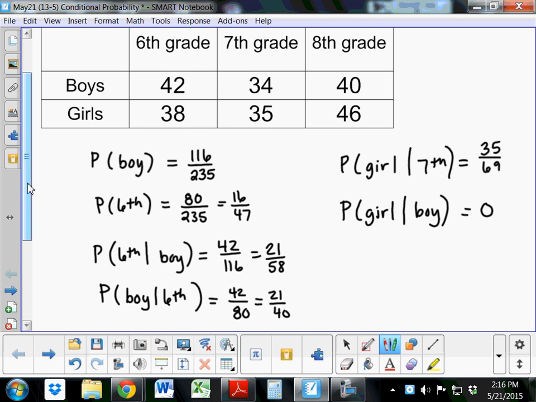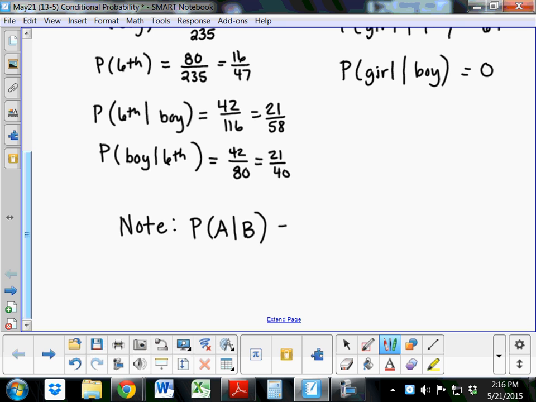For the bottom, you looked at only which one? B. The right one. So when I went to get this 80, that was all the 6th graders. The 116, that was all the boys. The 7th graders were the 69. So yeah, you're over the second one. But on the top, what you're finding is how many of them are in both categories. We'd call that A and B.